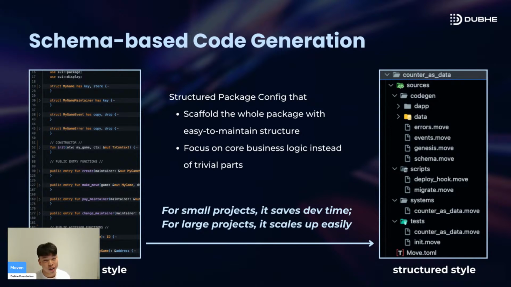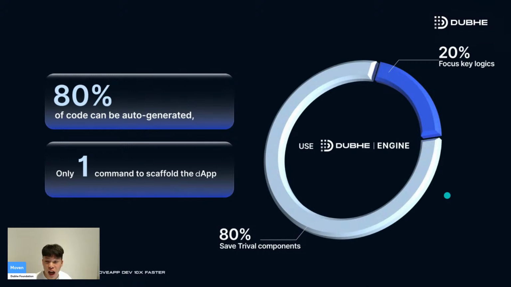One other key point is that we want developers to focus on their core business logic, and instead of the rest, Dubhe Engine can handle that for you. It's suitable for all sizes of projects. For smaller ones, it saves a lot of dev time since Dubhe has connected everything for you. You only have to fill in the main logic there. For larger projects, because of this structured style, it helps you maintain and scale up really easily.